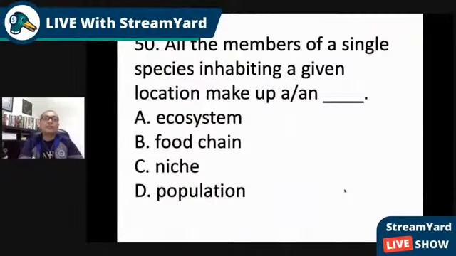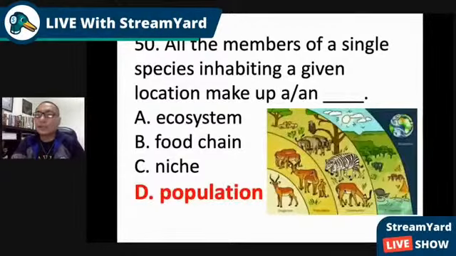Okay, 50. All the members of a single species inhabiting in a given location make up what? Okay. Thank you for the answers. Very fast, no? All the members of a single species inhabiting a given location make up a or an what? Members of a single species. So always take note of the stem, no? Remember, it's not species, but species. There's no such thing as specie, but species. Even if you're talking about one person, so one animal. So population is the answer.